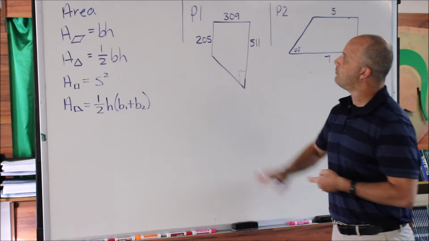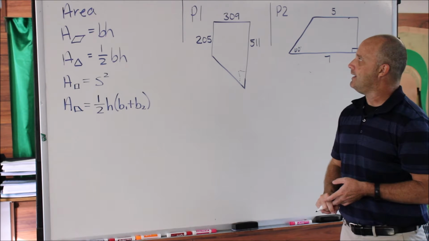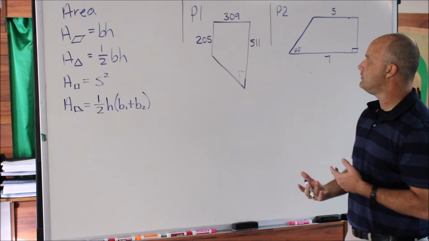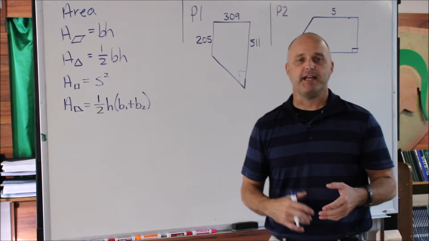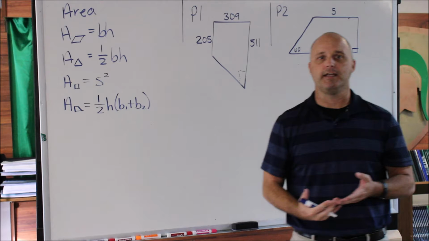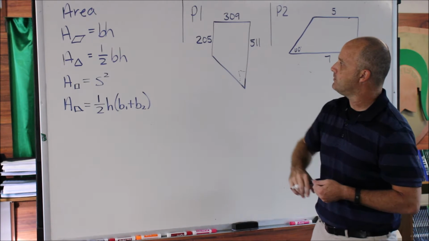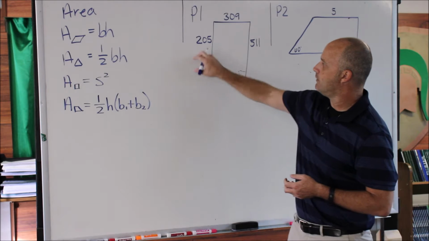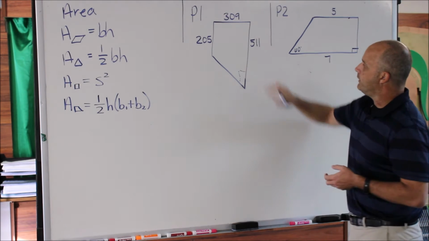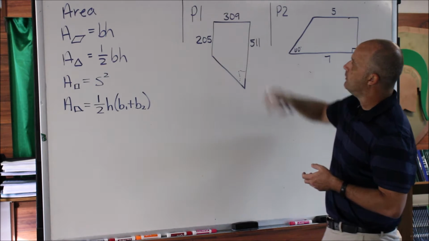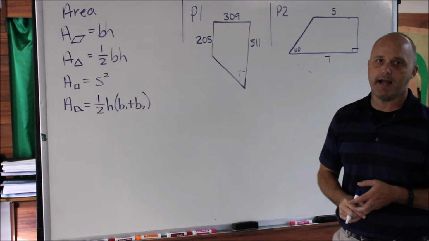So let's take a look at problem number 1 that is asking us to estimate what is the area of the state of Nevada. Because the state of Nevada is shaped roughly like a trapezoid. So we've got that this border here along the west side of Nevada is 205 miles long. Then over here it's 511 miles. And then up here, the northern border is 309 miles.